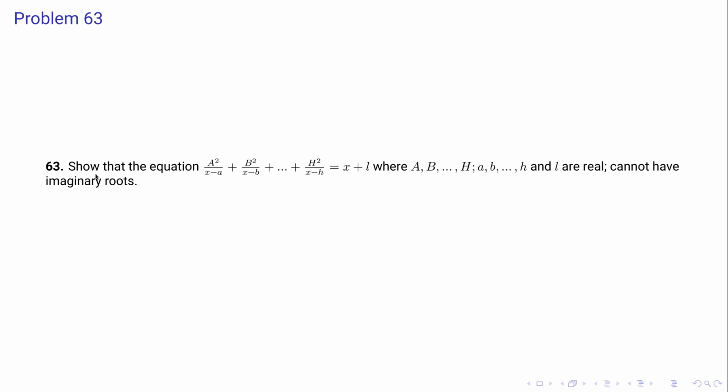Problem 63 says that show that the equation a square by x minus a plus b square by x minus b up to h square by x minus h is equal to x plus l, where a, b up to h, capital A, B up to capital H, and small a to small h and l are real, cannot have imaginary roots.